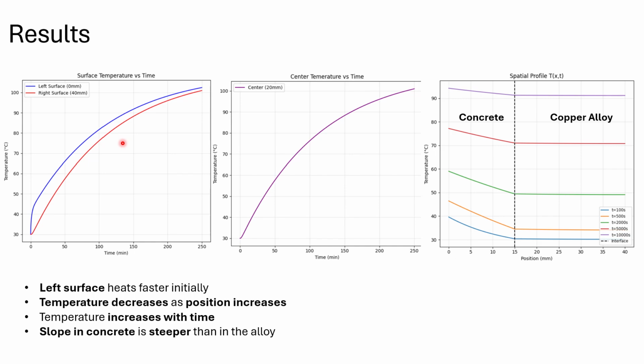The middle graph displays the center temperature versus time, which is not an exact average of the two surface temperatures since heat moves much faster in the alloy than it does in the concrete.